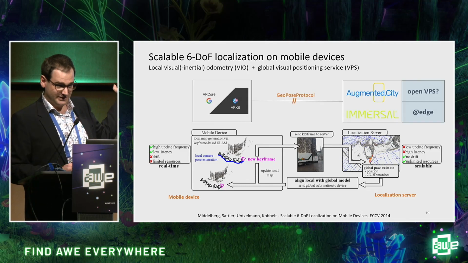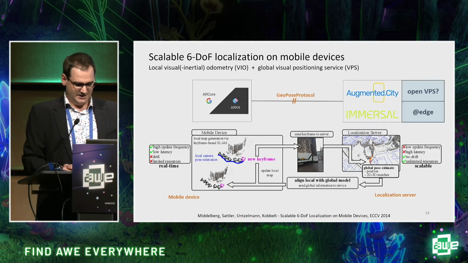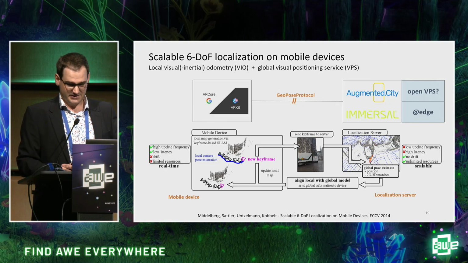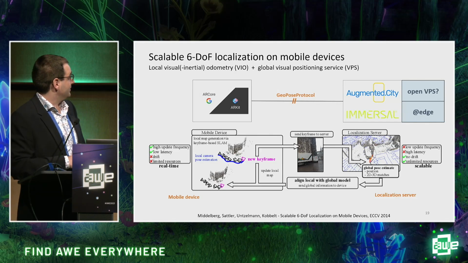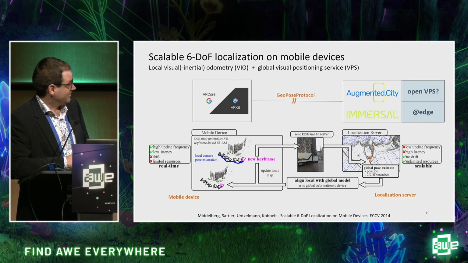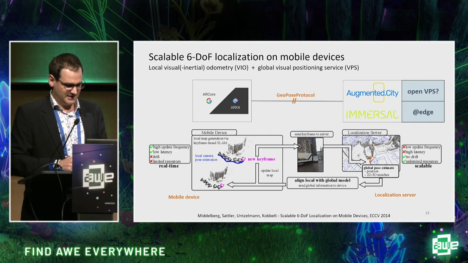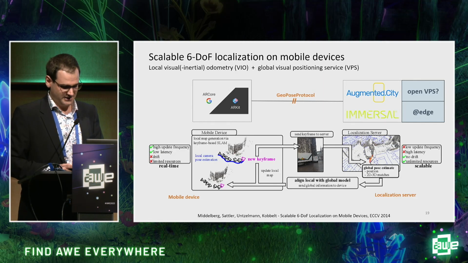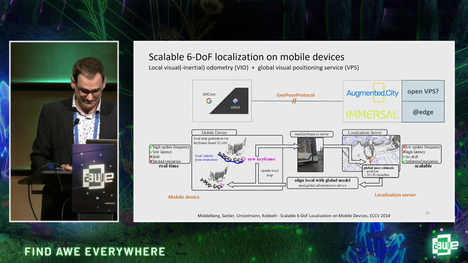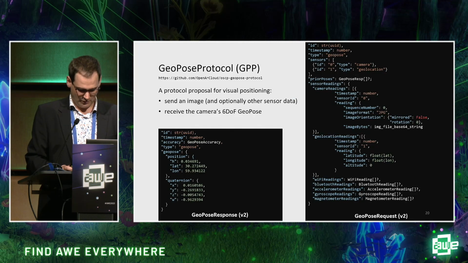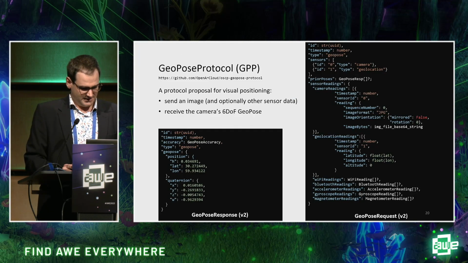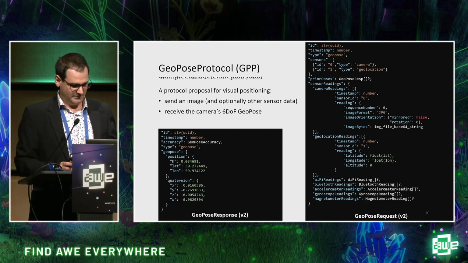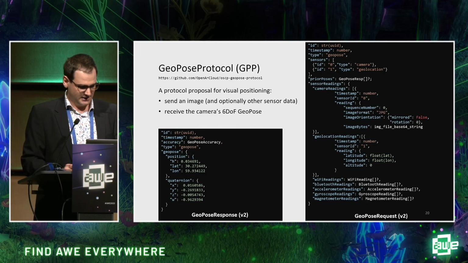A typical example for the left side is ARCore and ARKit, and for the right side is Augmented City, Immersal, but also others. And what I'm trying to describe here is this GeoPose protocol, which is an interoperable way of sending these images and other kinds of sensor data between these two sides. So the proposal, again, this is a proposal, it's not a standard yet. It consists of a REST API and JSON messages.